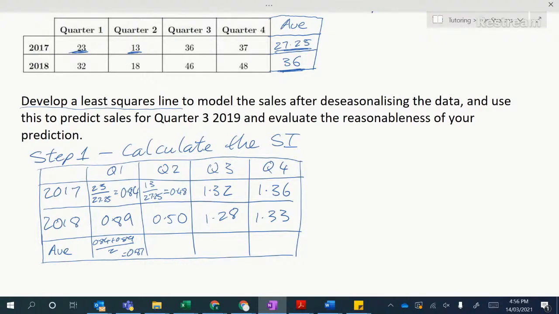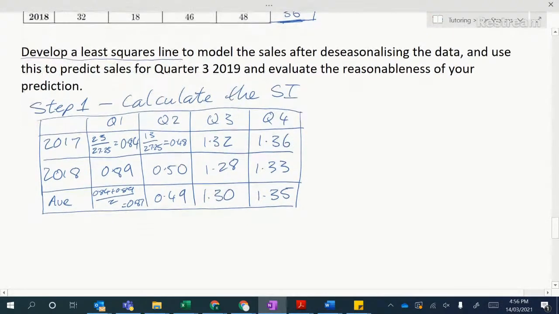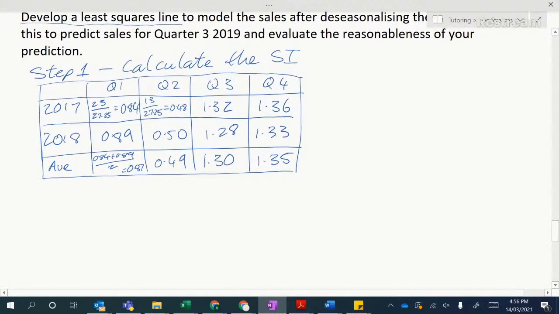Okay, so I got 0.49 for quarter 2. I got 1.30 for quarter 3 and 1.35 for quarter 4. Okay, because that's going to be important for our next step. The next step we need to do is to de-seasonalize the data.